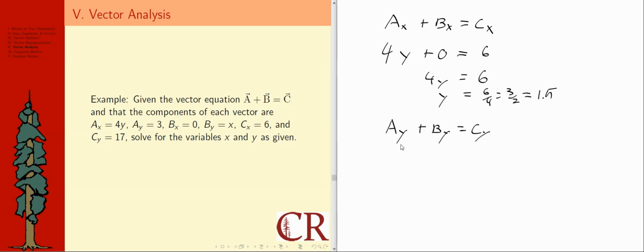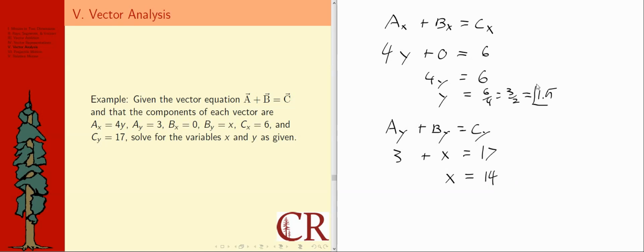So now we're doing the vertical y components here, and now I can do the replacement. Since a sub y is equal to 3, b sub y is equal to the variable x, and again, it's a little weird that we're using variables x and y, and we're also using x and y to mean horizontal and vertical. c sub y is equal to 17. I'm going to solve for x, so if I subtract 3 from both sides, I would get x is equal to 14, and I'd be done. I think that is my answer there.